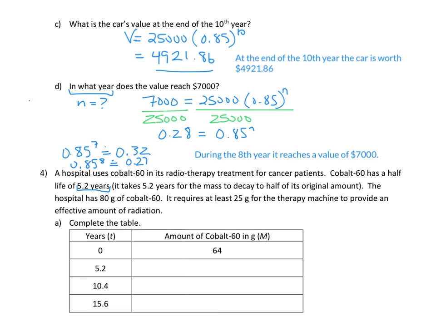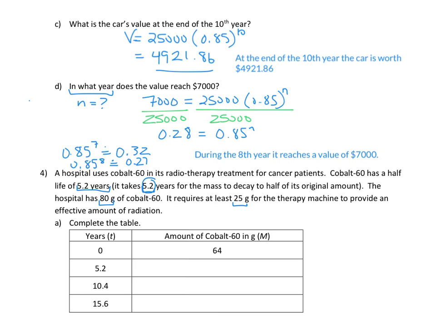The hospital has 80 grams of this cobalt-60. It requires at least 25 grams for the therapy machine to provide an effective amount of radiation. So if it's starting with 80 grams, in 5.2 years, it will be down to 40 grams. And then in 10.4 years, so I'm just doubling this, it will now be cut in half a second time.